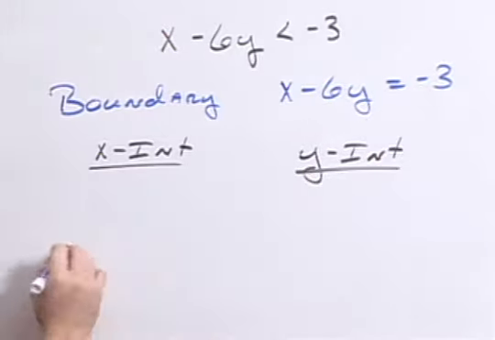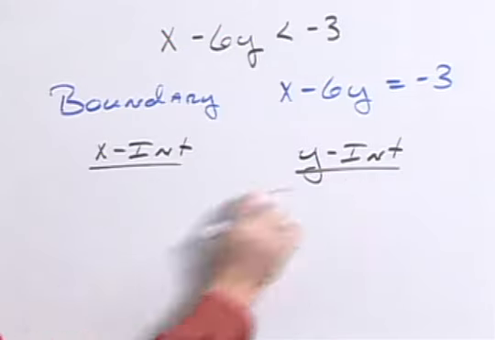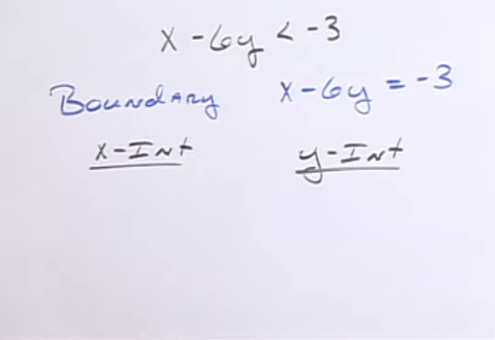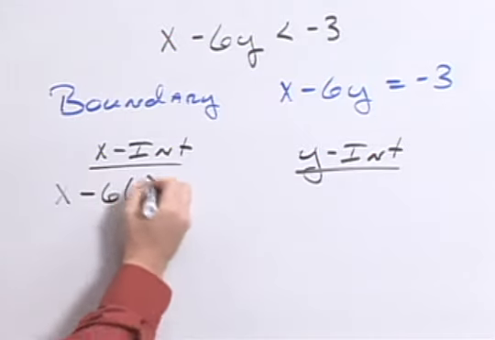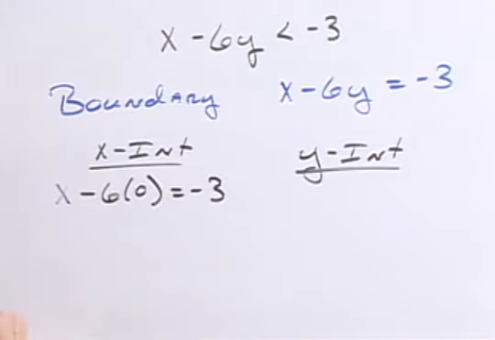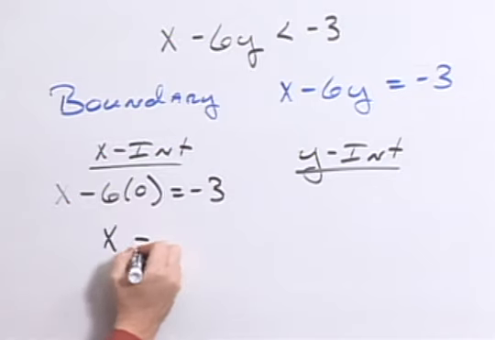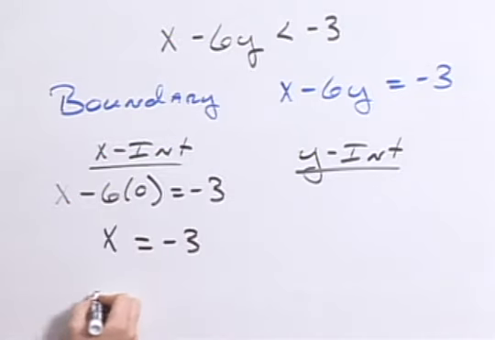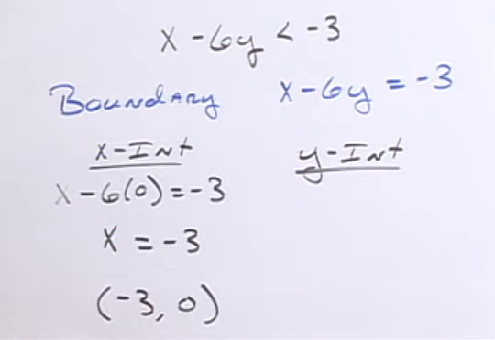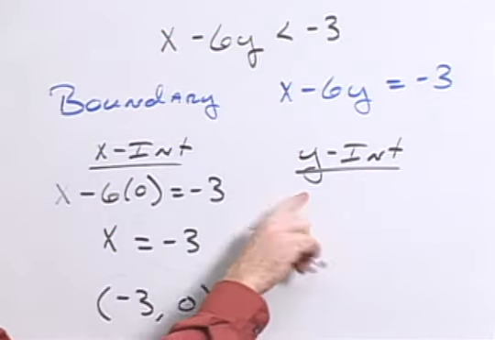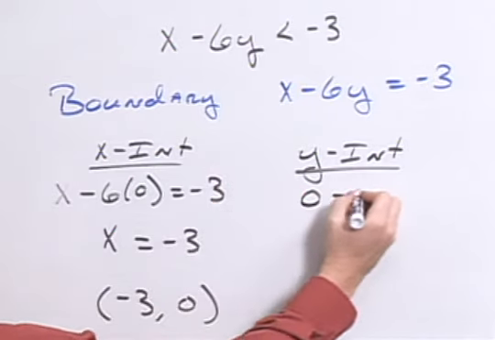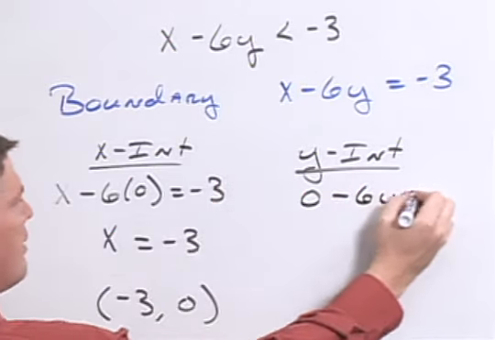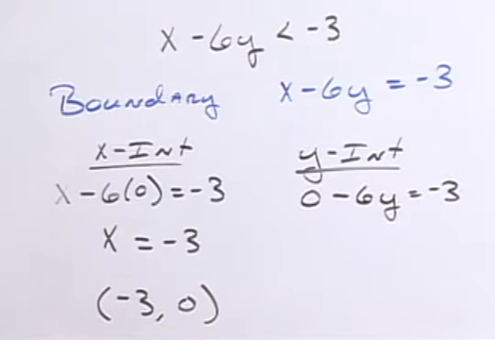Using this boundary, we can find the x and the y intercepts. For the x-intercept, we can define y as 0, and we can simplify this to x equals -3. Writing it as a point would be (-3, 0). For the y-intercept, we can define x as 0. So 0 minus 6y equals -3.